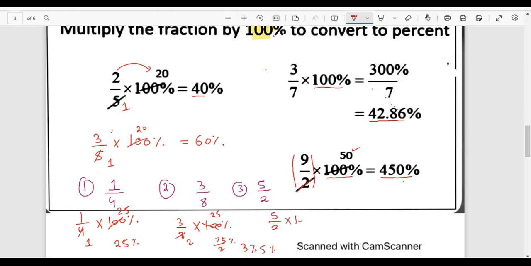The last one is 5 by 2. You need to multiply it by 100%. It's 1 times and it's 50 times. So it would give you 250%. Okay, so it's simple. Now we know in order to convert a fraction to percentage, you need to multiply it by 100. Okay, it's easy now.